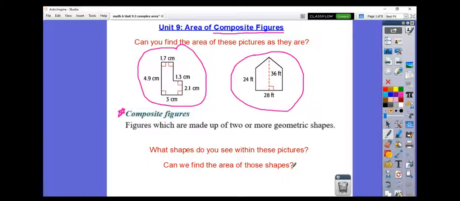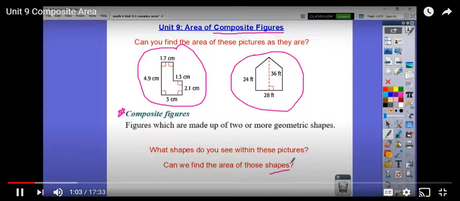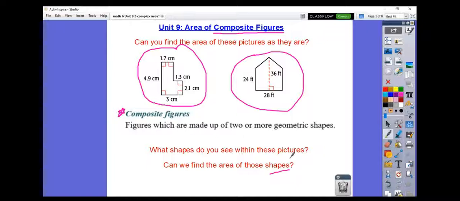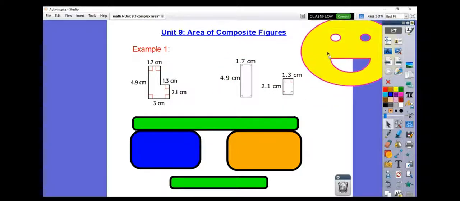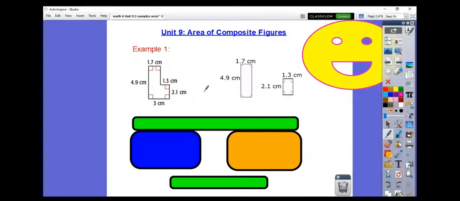So I am going to break my shapes apart into shapes that I know I can find the area of, and then put those pieces of area back together to find the total area. Okay, so we're going to do some examples together to show you what I mean. So the first picture that we saw in the intro, I can break that up into two rectangles that I can find the area of.